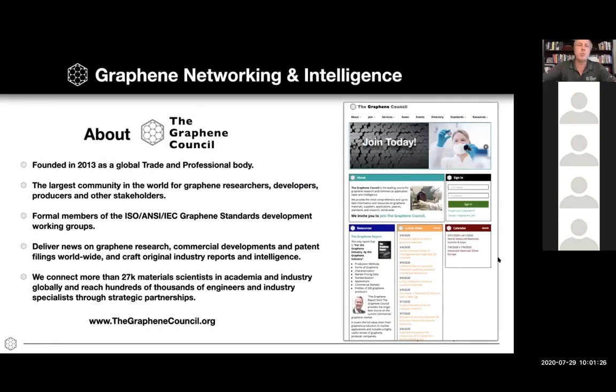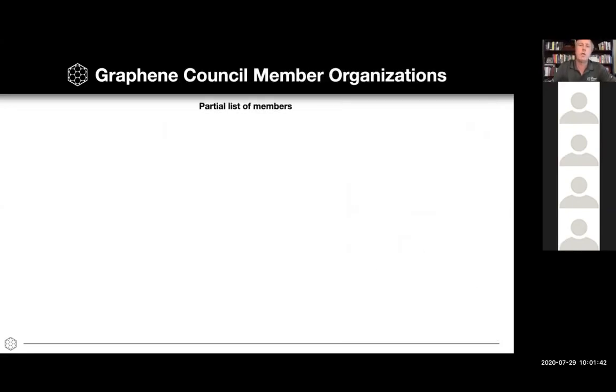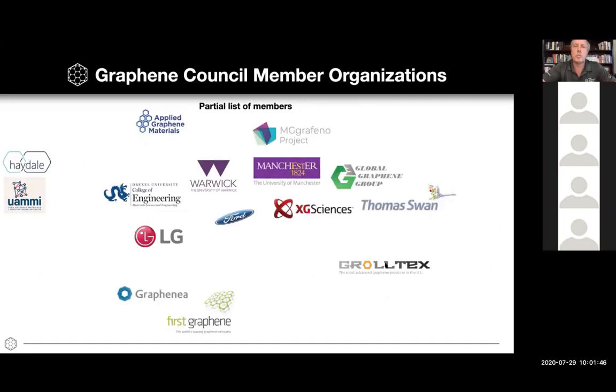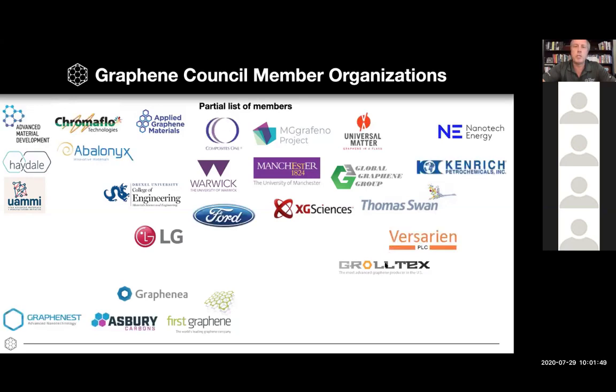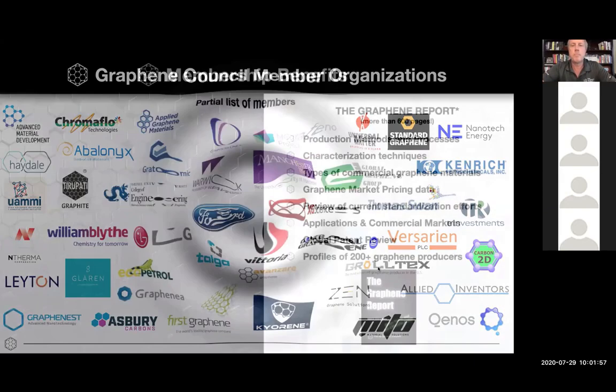The Graphene Council was founded in 2013 and today is the largest community for graphene producers, researchers, application developers, and end users. And we are pleased to host today's webinar and have you join us as part of our delivery of education. Here you have a partial list of our members, which includes research institutes and universities, graphene producers and end users. We are the largest group for this sector in the world.